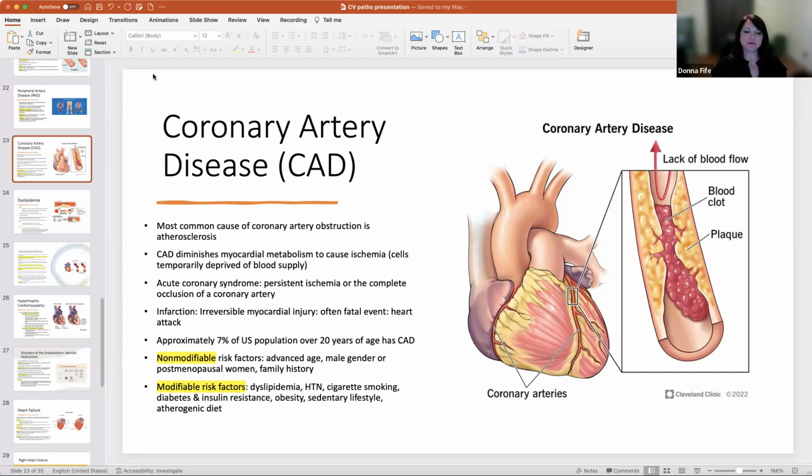It's often a fatal event or a heart attack. Approximately 7% of the US population over 20 years of age has coronary artery disease. We have non-modifiable and modifiable risk factors. Non-modifiable: advanced age, male gender, or postmenopausal women, and those with a family history of coronary artery disease. Modifiable risk factors: dyslipidemia, hypertension, cigarette smoking, diabetes and insulin resistance, obesity, sedentary lifestyle, or an atherogenic diet.